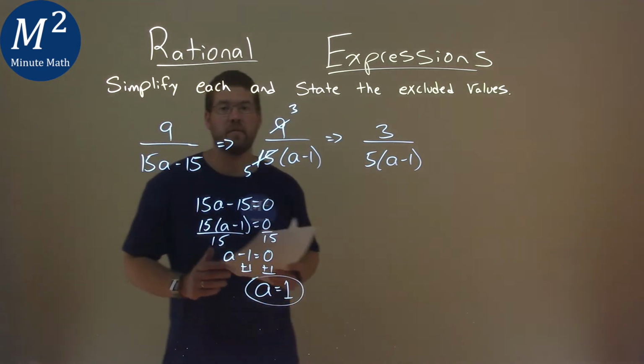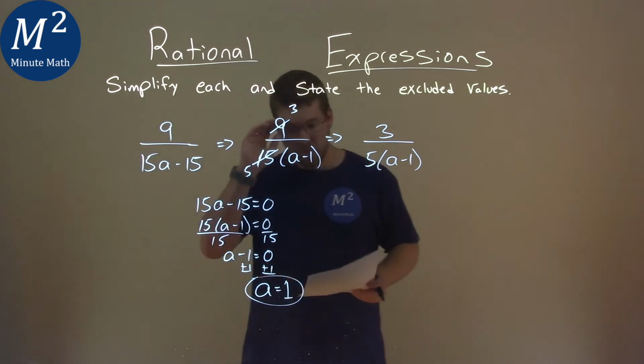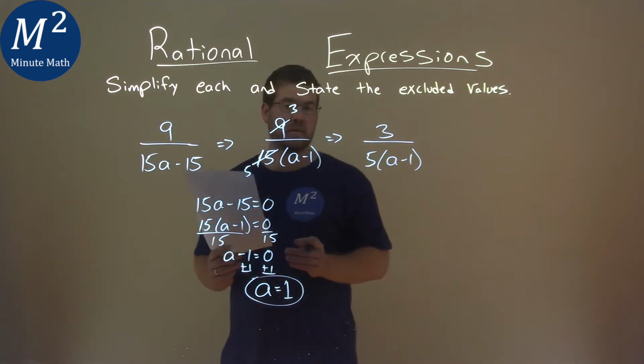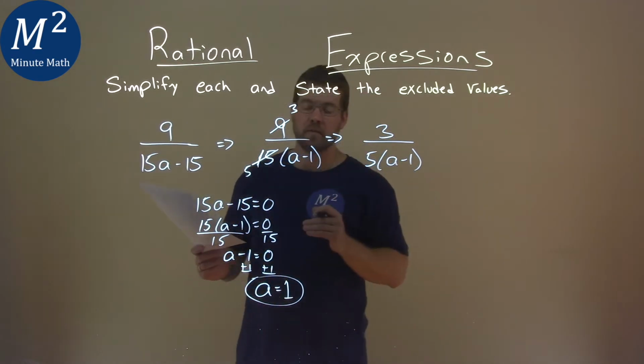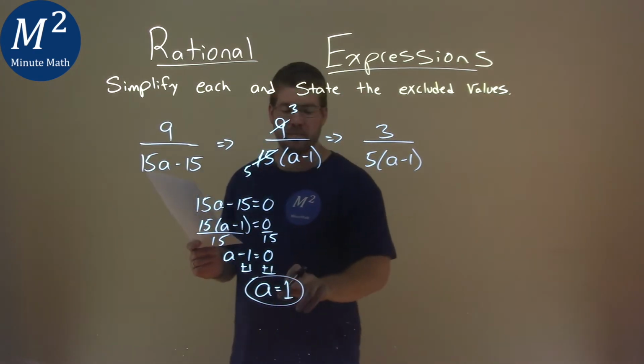So 1 is the value that causes our denominator to equal 0, and so 1 is our excluded value. So our final answer here is simplified 3 over 5 times a minus 1, and our excluded value is 1.